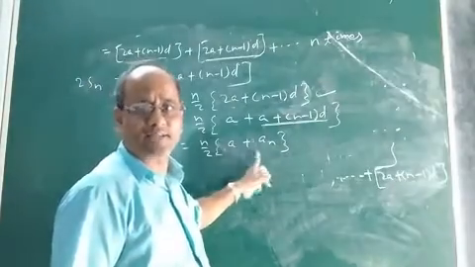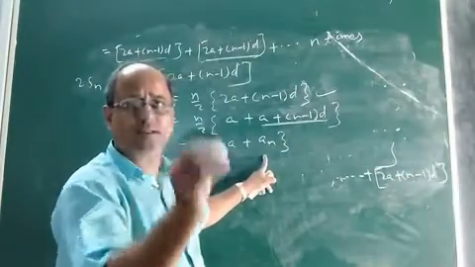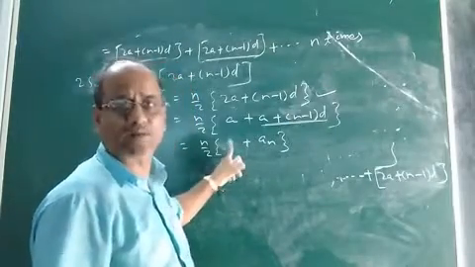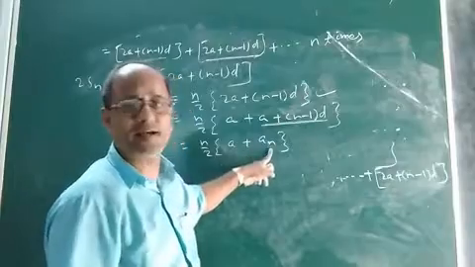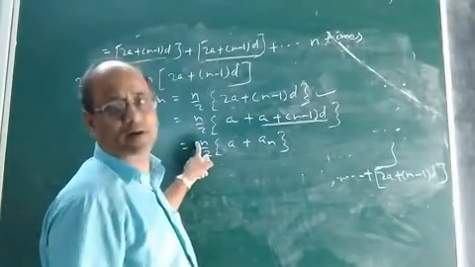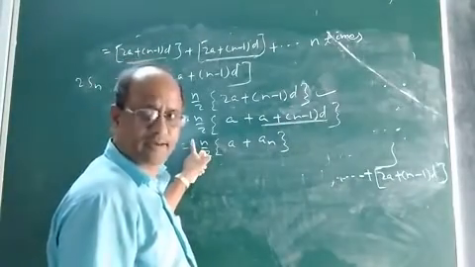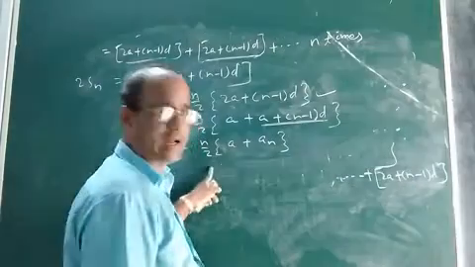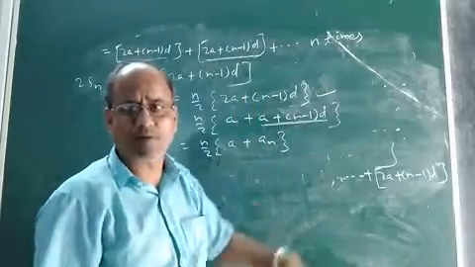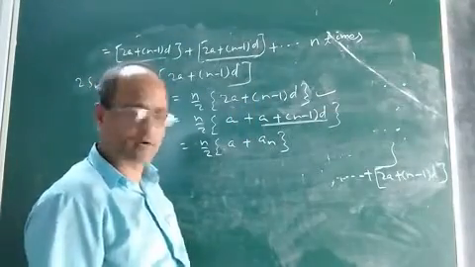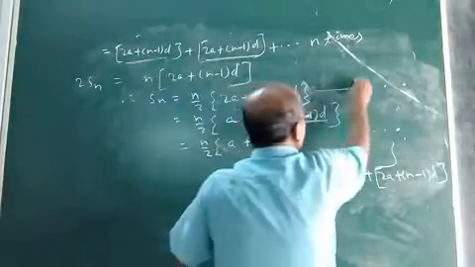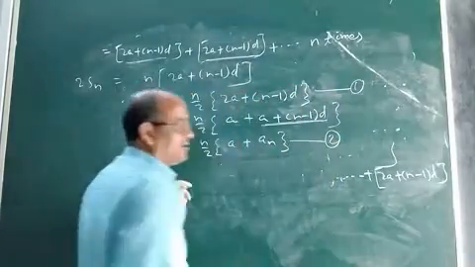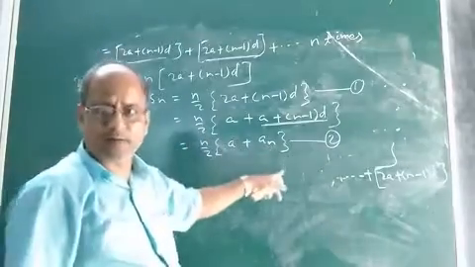That means if the nth term of an AP is given, we can use it directly. a is what? The first term. This is the first term, this is the nth term, and n is the number of terms. If the number of terms, the first term, and the nth term of the AP are given, we can use this formula directly to find the sum of n terms of an AP. So this is one formula to find the sum of n terms of an AP, and this is another formula.